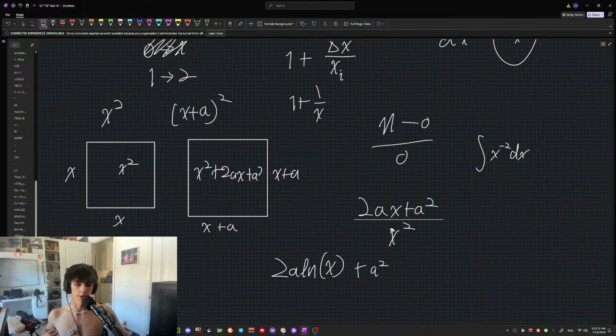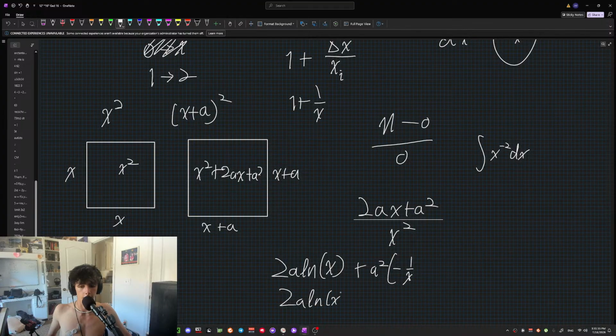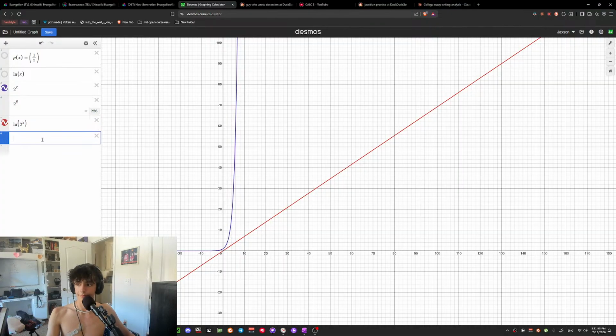Yeah, that makes complete sense. A squared negative x to the 1 over 1, so it's just -1 over x, aka 2a natural log x, not plus, minus a squared over x. So let's plot that out.